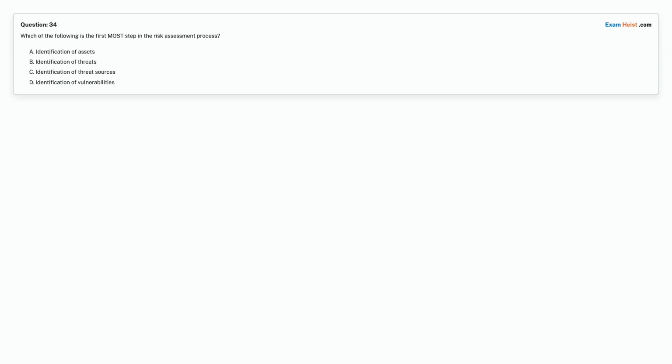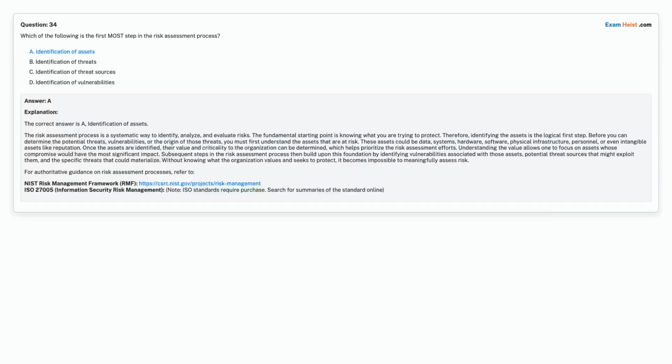Question 34. Which of the following is the first step in the risk assessment process? Option A. Identification of assets. Option B. Identification of threats. Option C. Identification of threat sources. Option D. Identification of vulnerabilities. Choose the correct answer. Correct answer is Option A. Identification of assets.